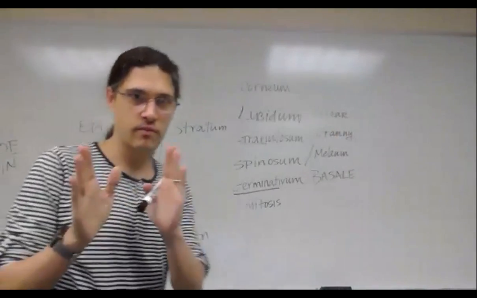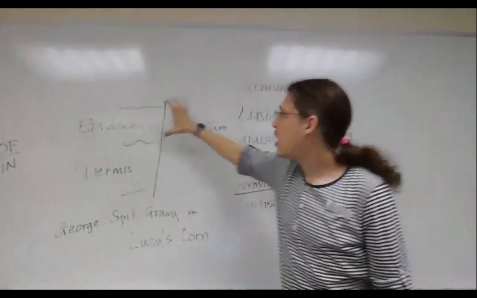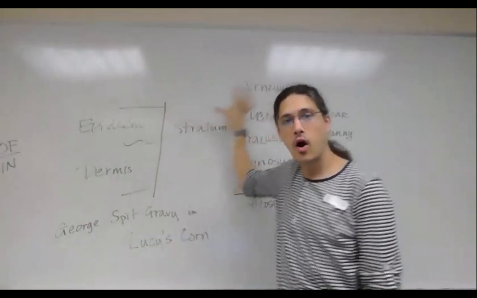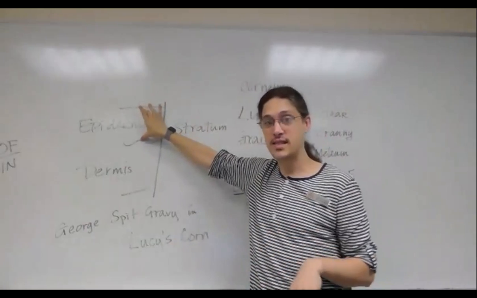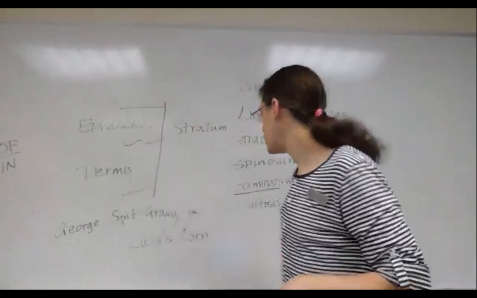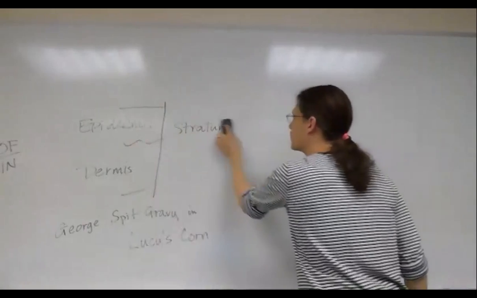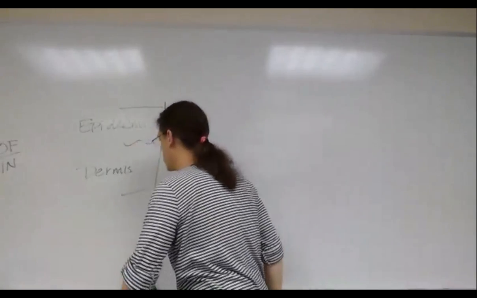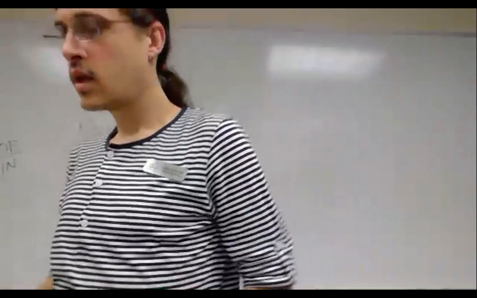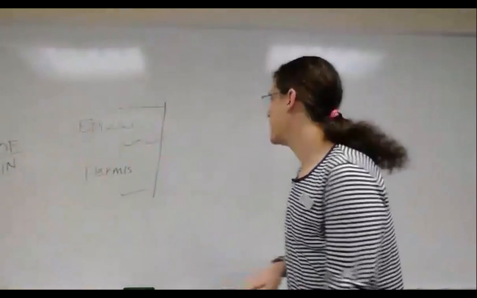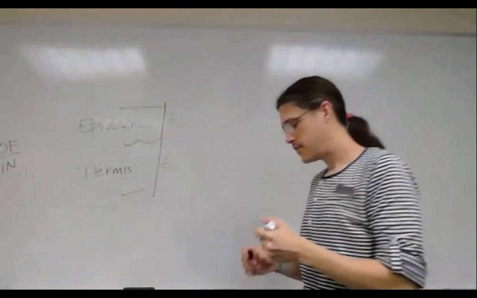So just to make sure we're clear, all 5 of these layers are layers of the epidermis. All 5 of these layers are here. So now we are moving on to the next layer of the skin, the dermis. So as we move into the dermis, there are 2 layers. So we had 5 layers, now we have 2 layers.